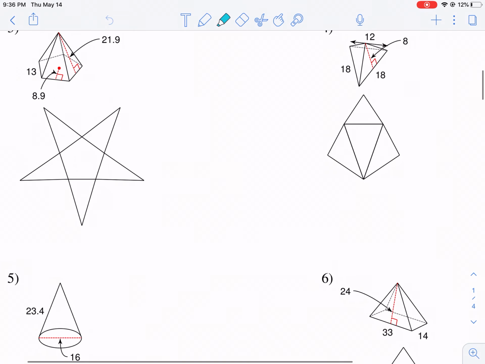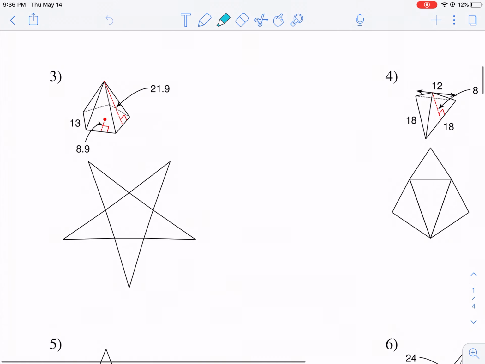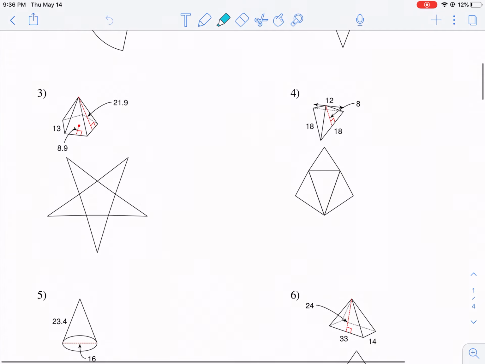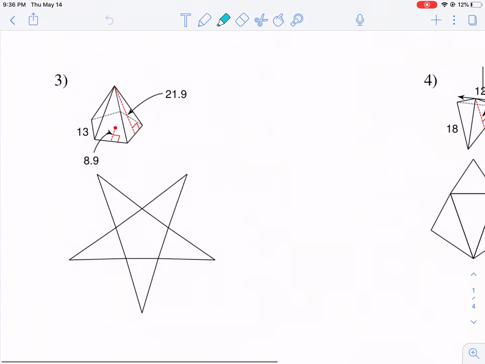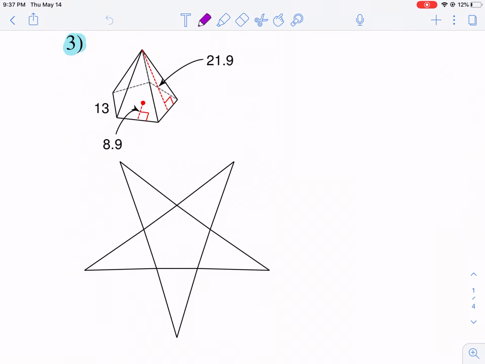Let's go on to number 5. And then we'll move on to some of the ones down below. Okay, so for number 5, or I said 5, I meant 3. Okay, number 3, this one. Okay, so now we have this pyramid. Notice how we have a base here. I'll go ahead and draw it in blue, that's fine.